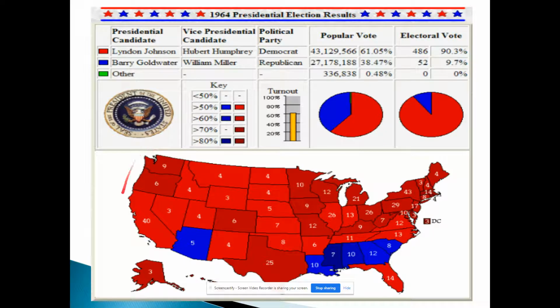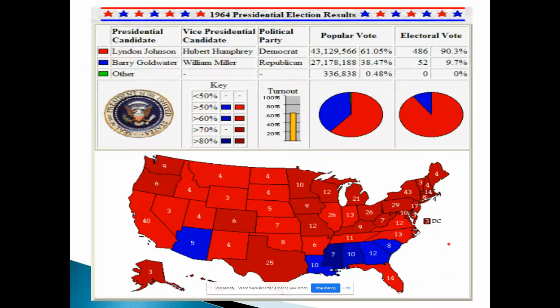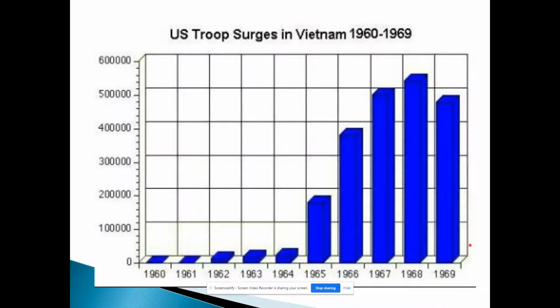Johnson's immensely popular. Remember, in 1964, containment and the domino theory and the Cold War and communism and the Soviet Union, they were the enemies. And Johnson was seen to be very strong against communism. However, when he's up for re-election in 68, he won't run. But we'll get into that later.